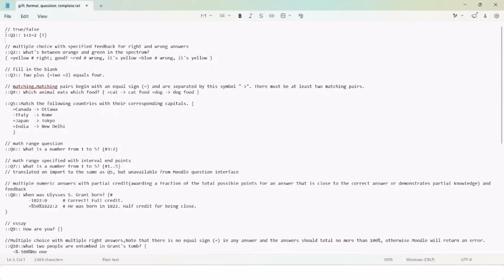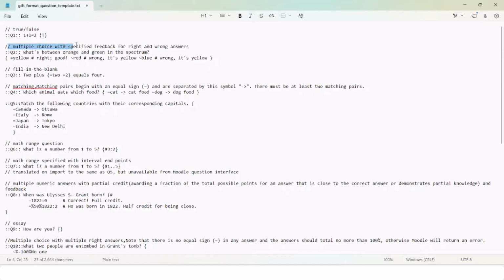Now this is the question text itself: 1 + 1 is equal to, and then this is the answer. That is how you set up a true/false. If the answer is true, you put a capital T in the curly brackets. If the answer is false, you put a capital F in the curly brackets.